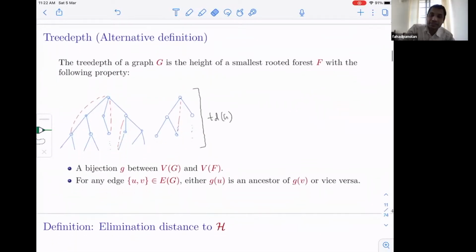The alternative definition is as follows. The tree depth of G is the height of a smallest rooted forest F with the following property. So there is a rooted forest.